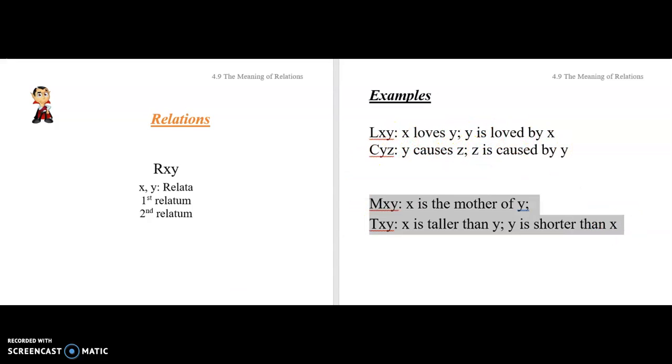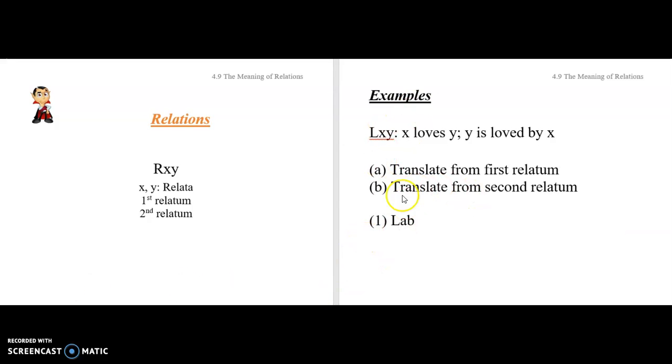All right, so let's try a couple exercises and make sure you're getting the point here. In this case, go ahead and translate what this sentence means. We're talking about the meaning of relations. What does it mean if you translate it from the first relatum's perspective, and if you translate it from the second relatum's perspective, how would you say it?